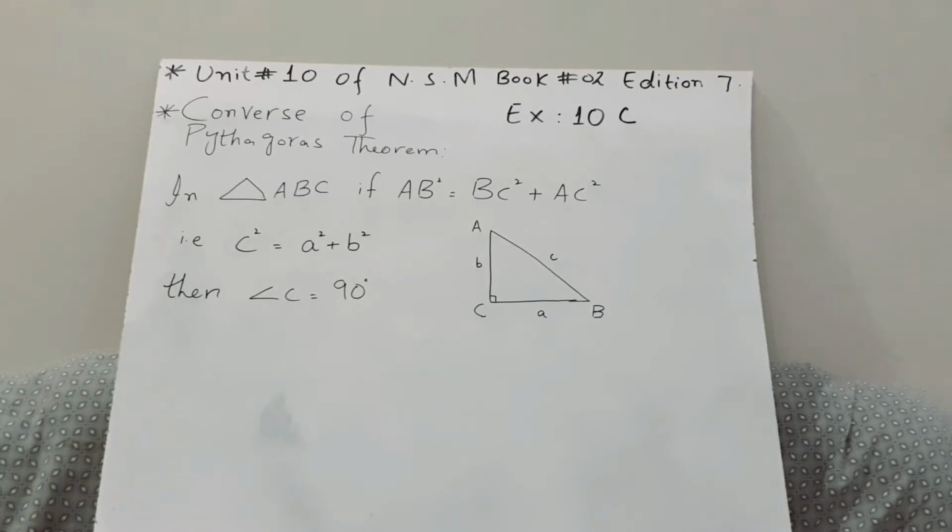It starts with, if in a triangle one angle is of 90 degrees, then the side which is opposite to the right angle, the square of that will be equal to the sum of the squares of the remaining two sides. So the converse of that theorem is, in triangle ABC, if AB square equals BC square plus AC square, which you can see in the figure, that is the converse we are going to study. C square equals A square plus B square, then angle C is of 90 degrees.